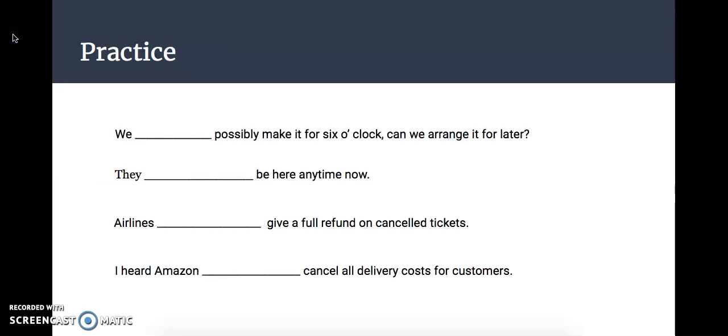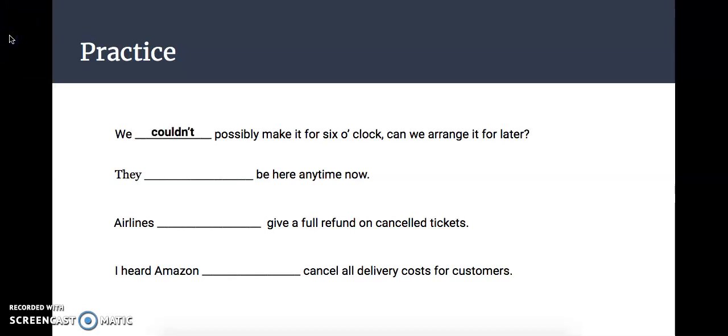Right, now it's your turn to practice. Let's have a look at these sentences. I want you to read the sentences. You can pause the video if you like, and fill in the gaps with any of the modal verbs that we've discussed. Pause the video and give it a go. Thereafter, we'll be going through it together.